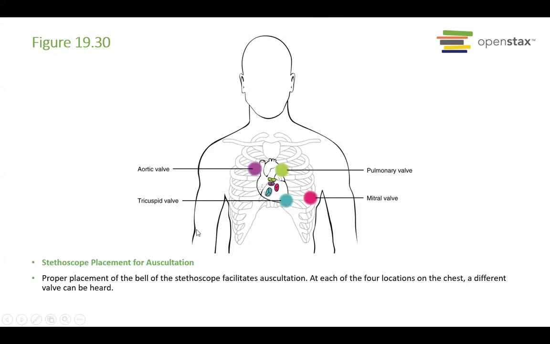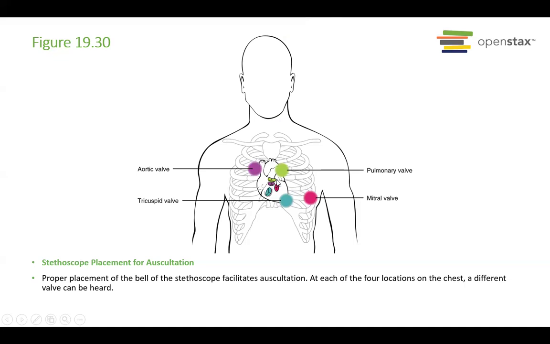The stethoscope placement for an auscultation. The proper placement of the bell of the stethoscope facilitates auscultation at each of the 4 locations on the chest. So that is your mitral valve, or your bicuspid valve. That is your tricuspid valve, and these are your pulmonary valves. This is the pulmonary valve, and that is the aortic valve.